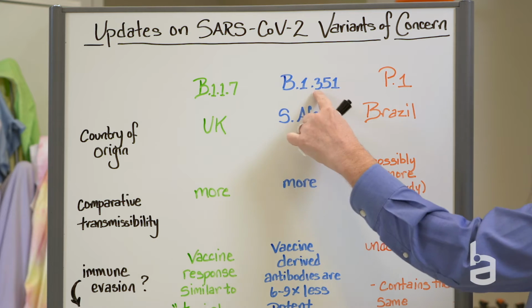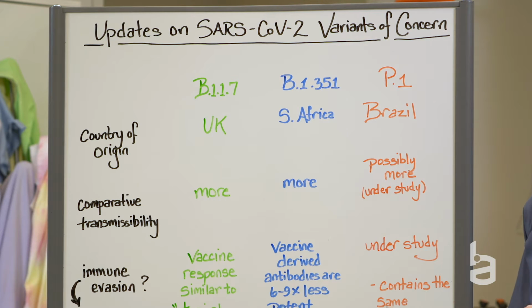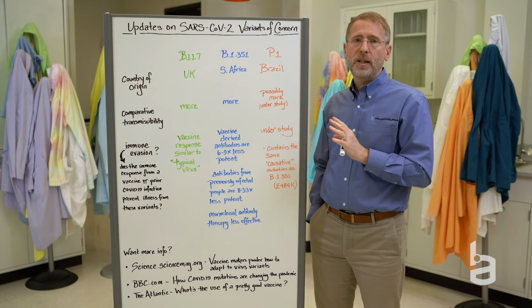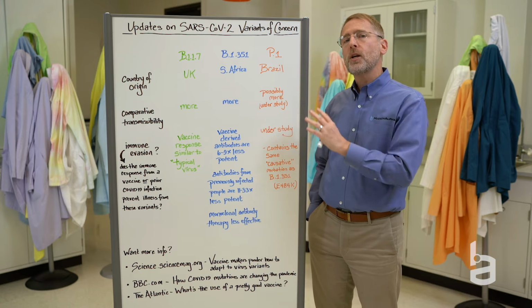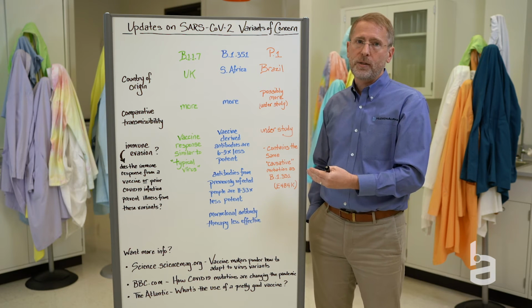Here are the scientific names of those variants. You know them by their location: the UK variant, the South African variant, and then the newest one is the Brazilian variant. We don't have a whole lot of data around the Brazilian variant, so I'm just going to acknowledge up front that much of what is on this board is based on very little information where that variant is concerned.